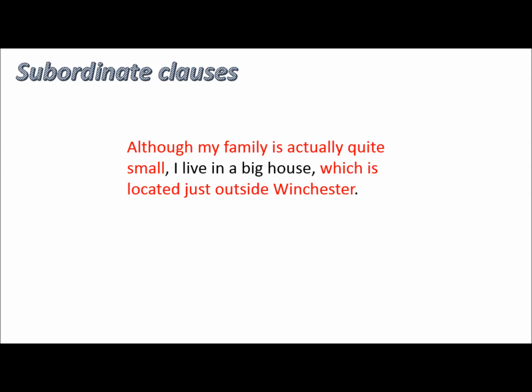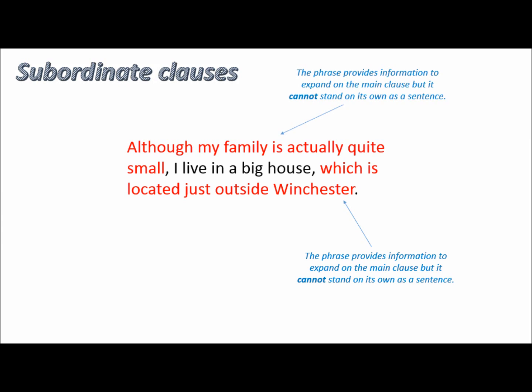Here is another example, a sentence with two subordinate clauses. Although my family is actually quite small, I live in a big house, which is located just outside Winchester. So we have the same subordinate clause as before, which is located just outside Winchester. Can't stand on its own as a sentence, but it provides information as to where this big house is.